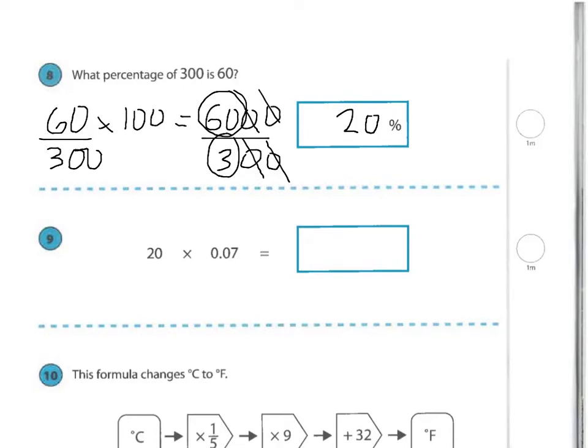Question 9. 20 times 0.07. I would do this by ignoring the decimal and doing 20 times 7 to begin with, which is 140. Then I take a look at the decimal and realise it's 2 decimal places, so I would need to put my decimal point back in 2 places from the end, so the answer is 1.4.